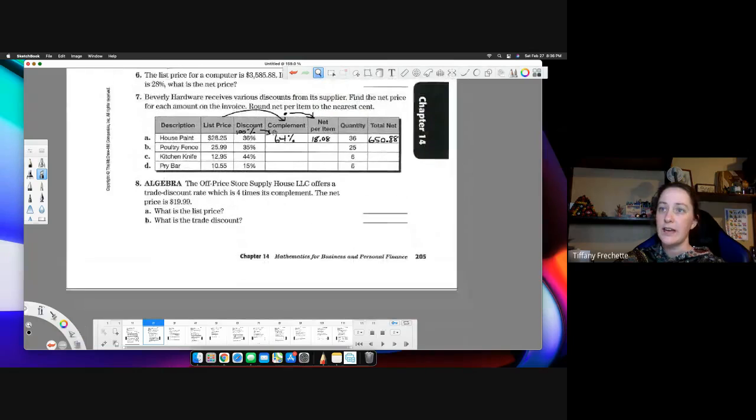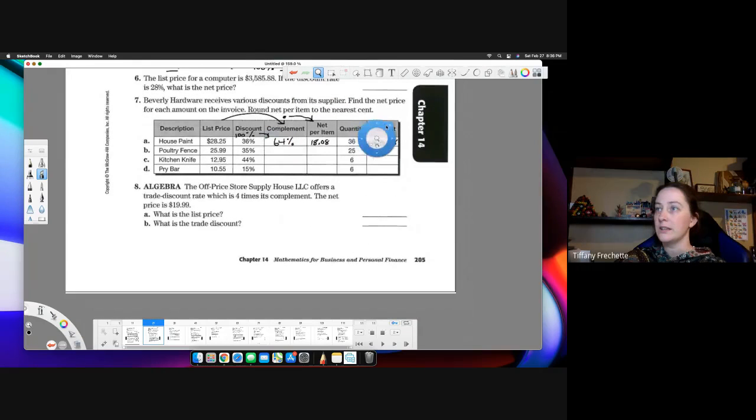We're going to take a look at the algebra problem here. Remember, algebra does not mean that it's going to be a harder problem. It just simply means that they want you to think about it. What have I just learned about trade discounts and complement method, and how do I apply that to this situation? Usually something's going to be missing, and we just have to fill it in.